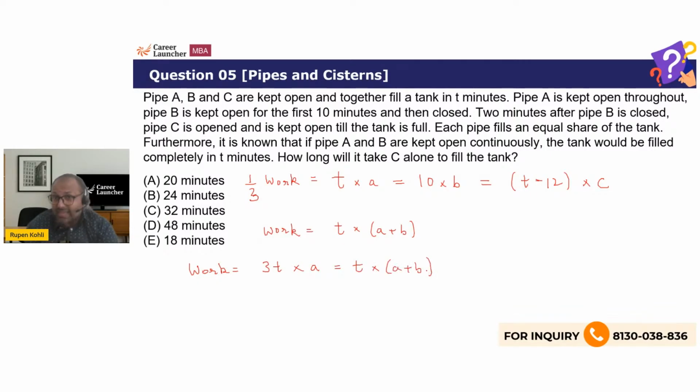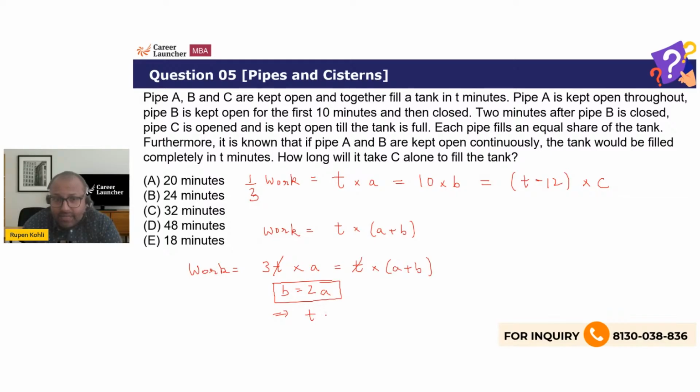So I am getting the ratio of A and B from here. Well, that will help us to get further. So T cancels and 3a equals a plus b. So b equals 3a minus a, or I'm getting b equals 2a. Very nice. If b equals 2a, then I will come back to this equation where T into a equals 10 into b, and I think I'll get the value of T now effectively.